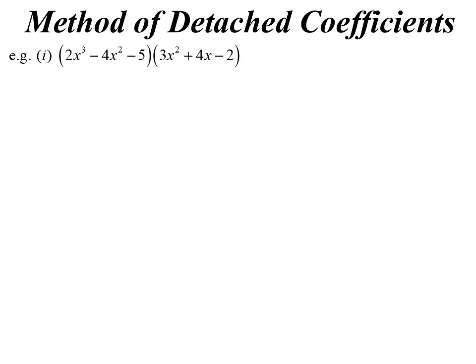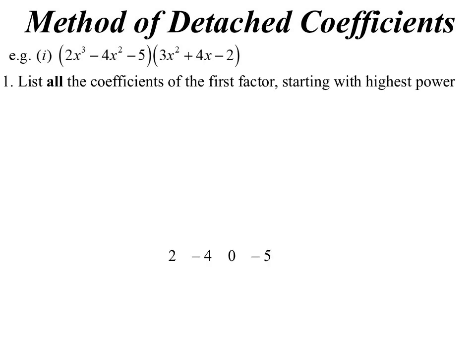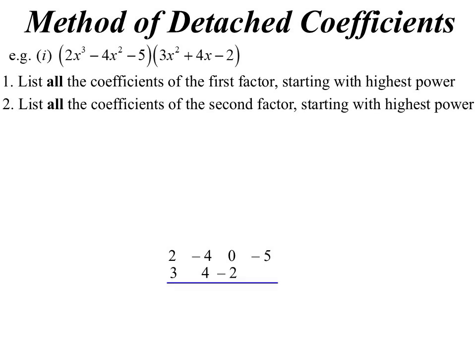You don't worry about the algebra, you just look at the coefficients. I'm going to list all the coefficients of the first factor starting with the highest power. So 2, -4, 0, -5. List all the coefficients of the second factor starting with the highest power. So 3, 4, -2. Whilst it's not there, I still take into account every power, so that's why I've got the 0 there.